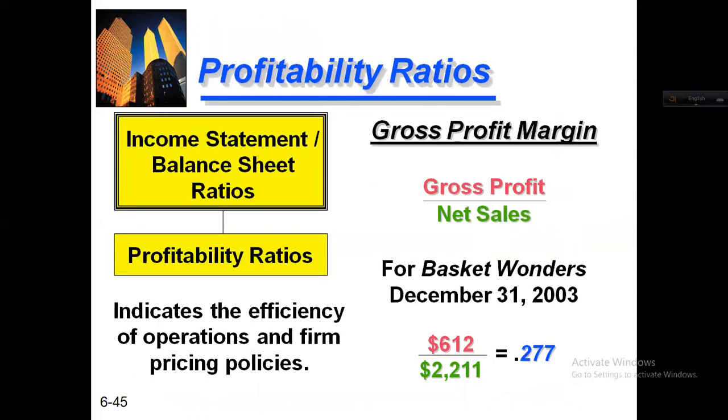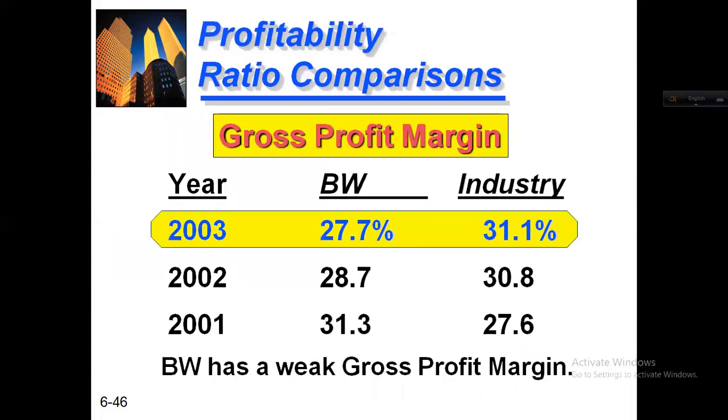So the profitability ratios. Number one is gross profit margin: gross profit divided by net sales. How can we find gross profit? When we deduct cost of goods sold from sales revenue, we get gross profit. So gross profit divided by net sales is 0.277. That indicates that our company's gross profit margin is 27.7%. That indicates that we do not have a sufficient amount of profitability. It indicates the efficiency of operations and the firm's policies also.